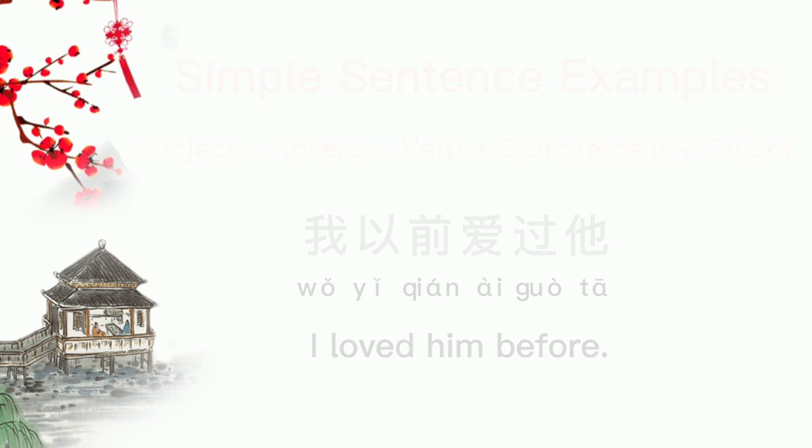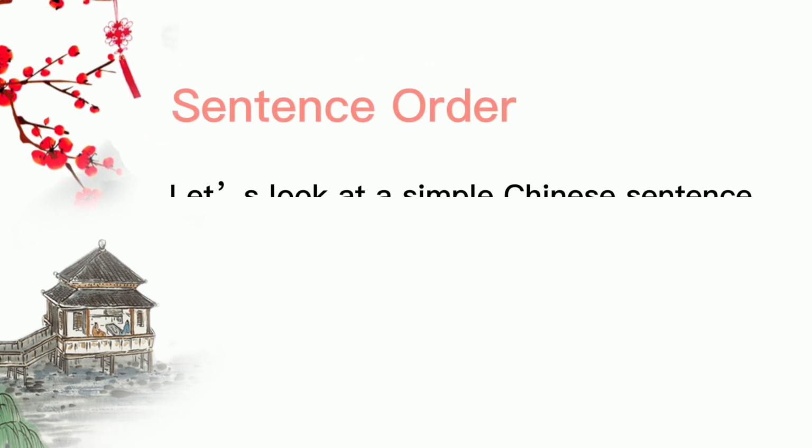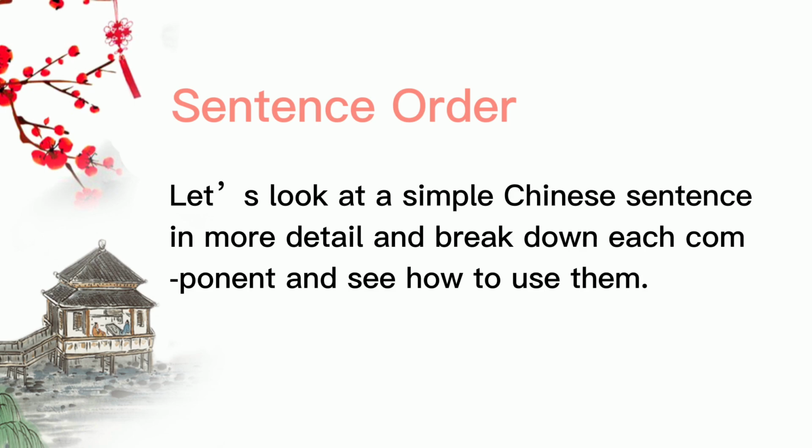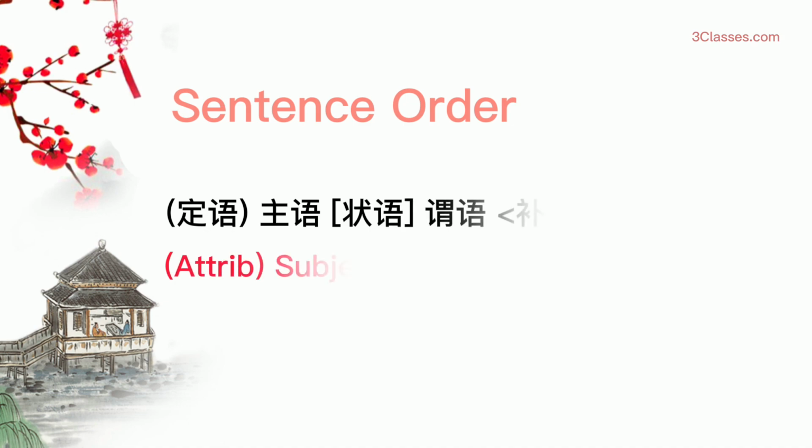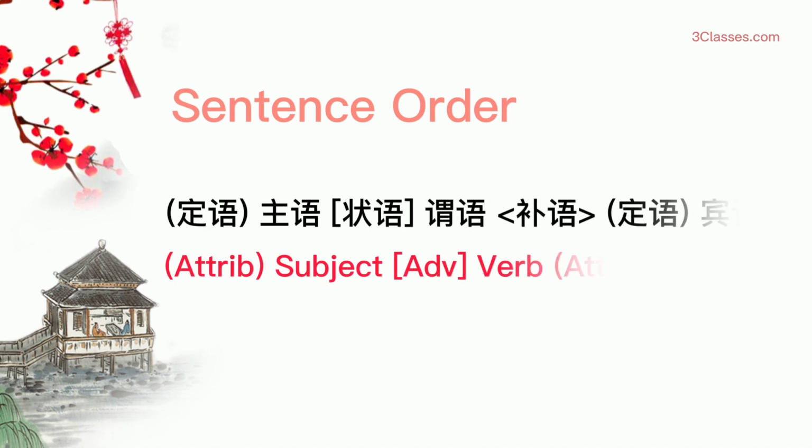Let's look at a simple Chinese sentence in more detail. Break down each component and see how to use them. The following sentence shows all 6 components in the correct sentence order. 定语、主语、状语、谓语、补语、定语、宾语.